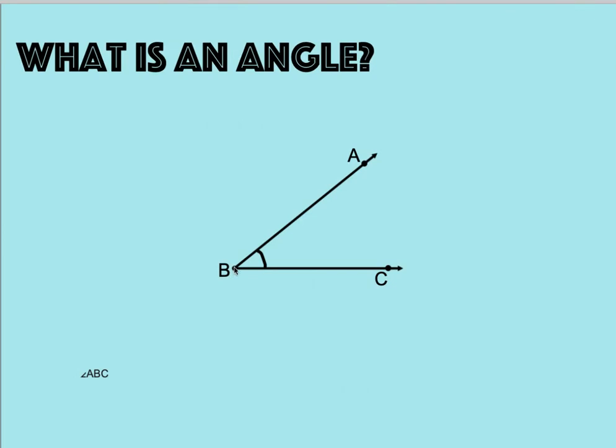Over here, you have the vertex. This is a point that is shared by the 2 sides of the angle. So the vertex is a shared point. The sides of the angle are made up of rays. So you have side BC, because this is ray BC.